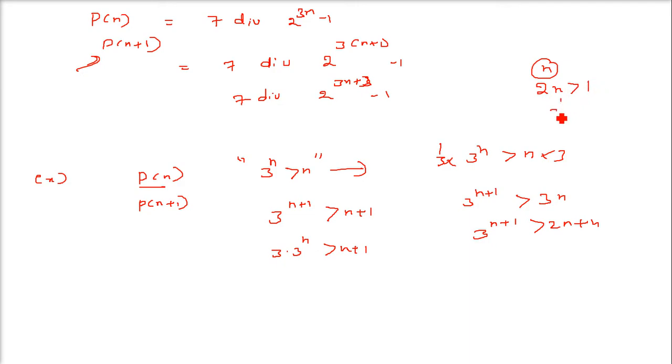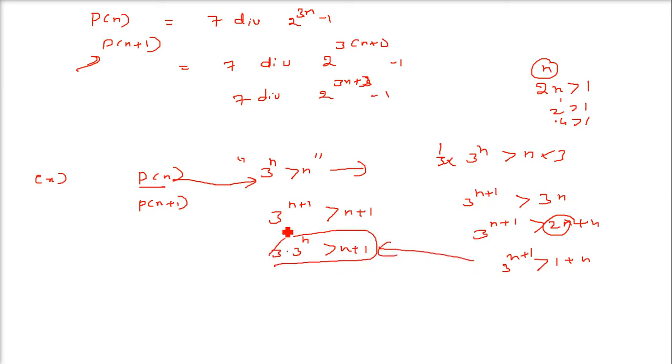But we know that for every natural number, 2n will be greater than 1. You put 1, 2 is greater than 1. You put 2, 4 is greater than 1. So this will always be greater than 1, so why not write 1 here? So when Pn is true, we say Pn plus 1 is also true from here. This is how we prove it. So this is the discussion about the statements and mathematical statements.